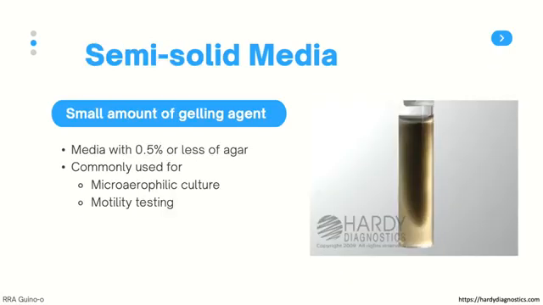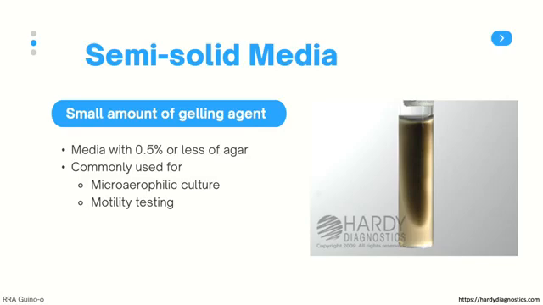Next, we have the semi-solid media. This kind of media is neither liquid nor solid, but can be likened to a very soft jelly. This is because the media contains a very small amount of gelling agent, with about 0.5% or less of agar, and it is commonly used for microaerophilic culture and motility testing. In this media, bacteria can freely move.